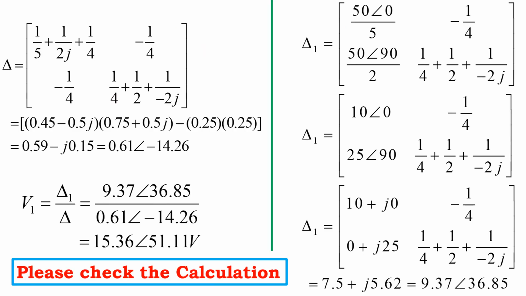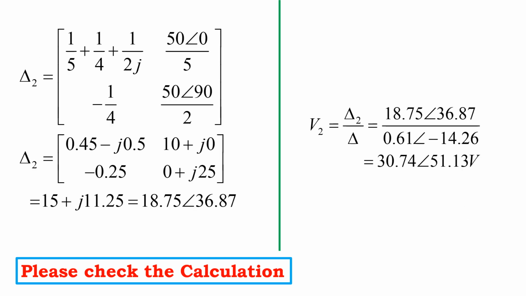So find the determinant. I got 0.61 as the determinant, then minus 14.26. Then for delta 1, in the same way replace the first column with the current matrix, do the calculation, and find the determinants. We will get it in the rectangular format, convert into polar. Then we get the answer V1 equal to delta 1 by delta, so it is 15.36 angle 51.11 volts. Next, similarly find delta 2 by replacing the second column with the current matrix; I get 18.75 angle 36.87. So finally V2 is 30.74.